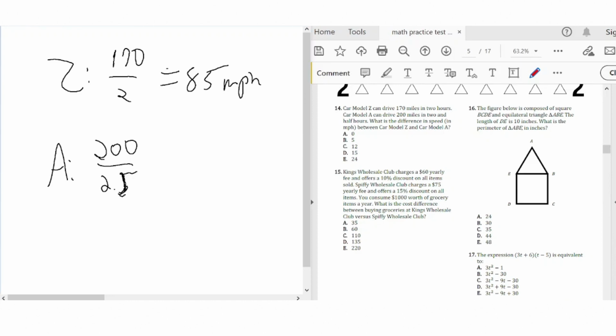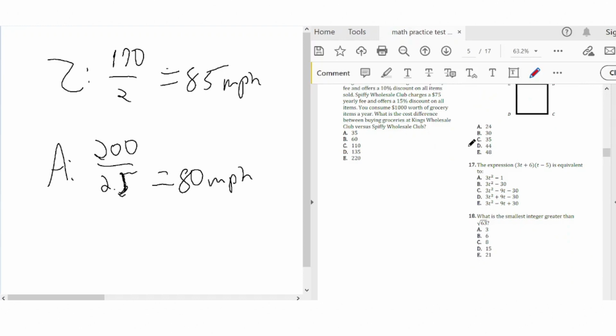Typing this into our calculators, we get 80. Subtracting these answers, we get a difference of 5, because remember, difference means subtract. So 85 minus 80 is 5 miles per hour. B is our correct answer.